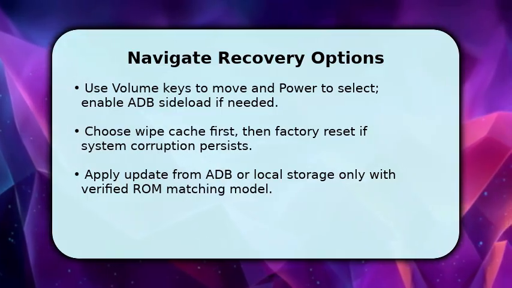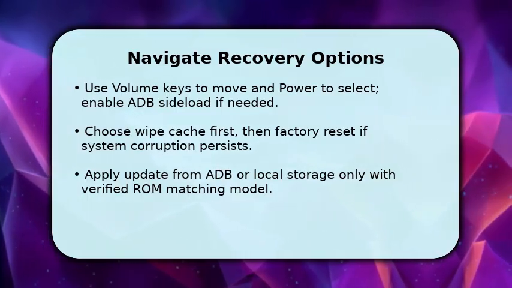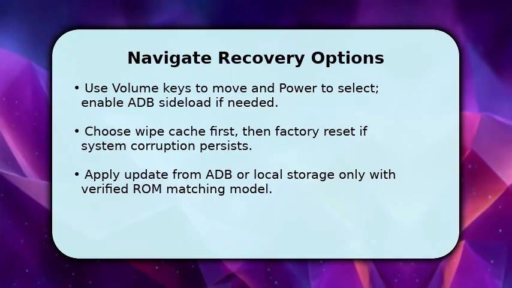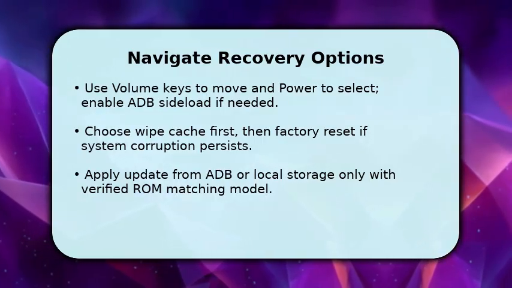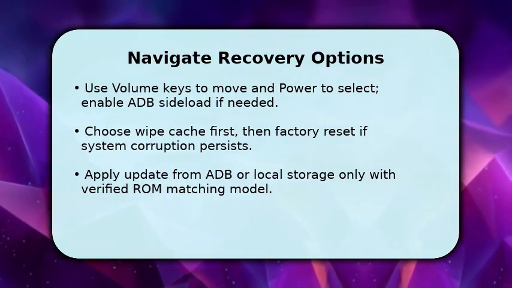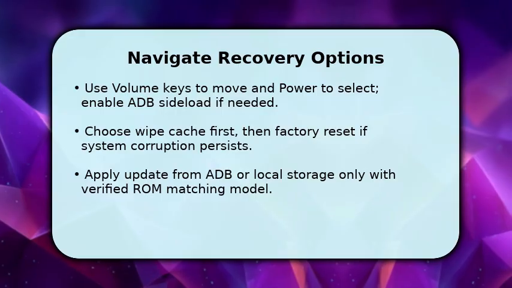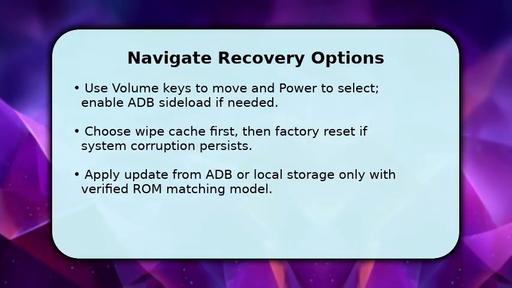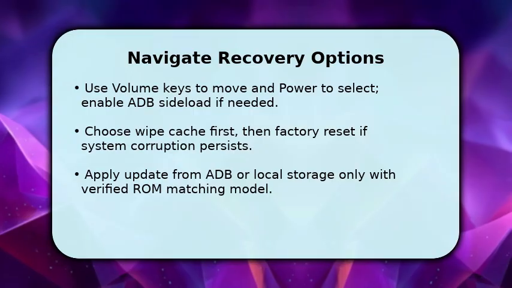If issues persist, perform a factory reset. It resolves deep corruption but erases apps and settings, so make sure backups exist. For reinstalling firmware, enable ADB sideload or select Apply Update from local storage and load the correct ROM.